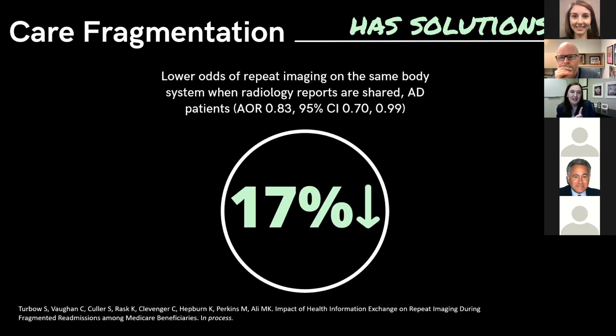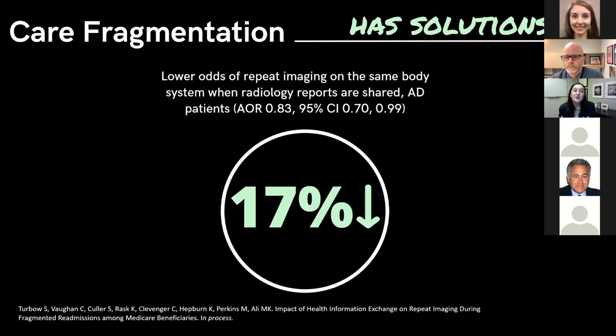But all is not lost. In the American Hospital Association Information Technology Supplement, which is the data source that we use to identify HIE participation by hospitals, they also ask questions about specific types of information that is shared. So when we changed the exposure from EHR, HIE present to shares radiology reports, we found 17% lower odds of repeat imaging on the same body system for beneficiaries with Alzheimer's disease.